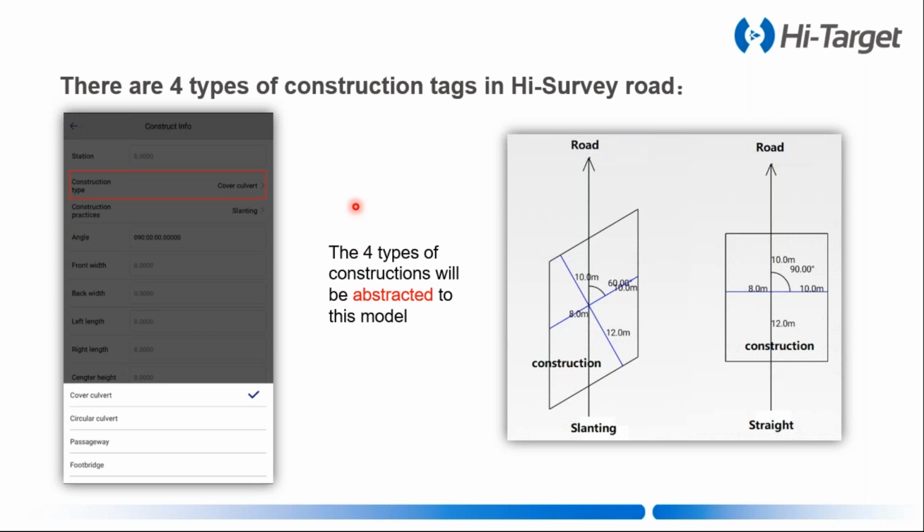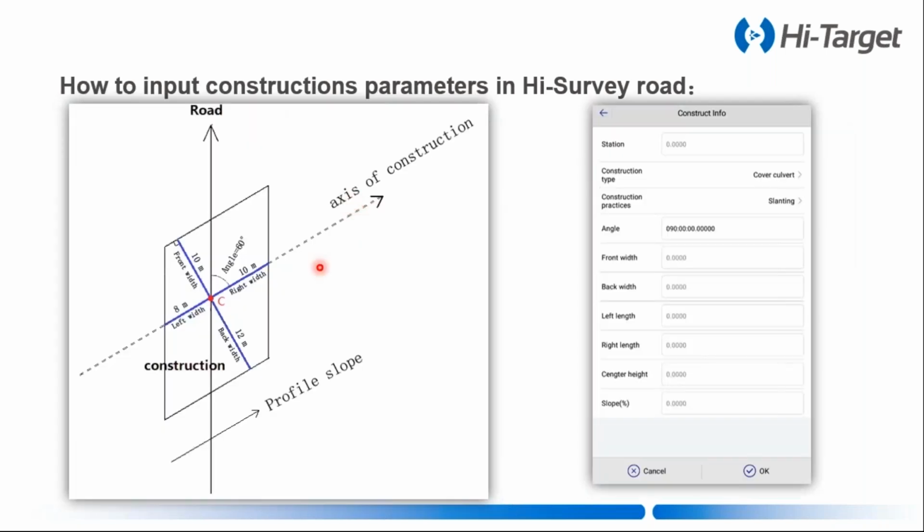Okay, then let's see how to input the parameters. The left picture is all the parameters about the construction, and the right picture is what we need to input in Highsurvey Road. Let's see, the first one is the station. That means this construction is established on the station here. The second one is what I just said, the type. We just choose different types, but all the parameters are the same.